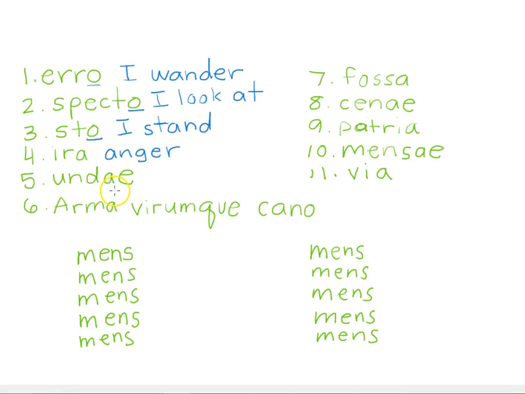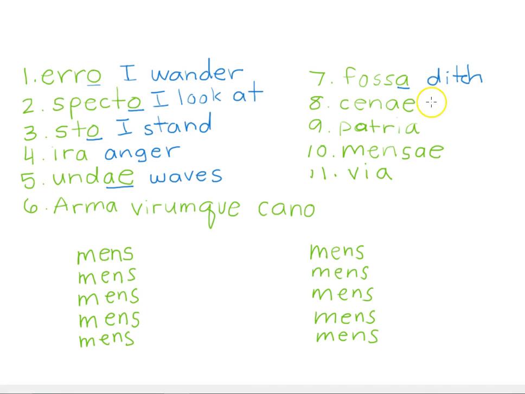Now here we have undae. Unda would be one of them, and undae is more than one, so undae is waves. Now you'll notice there's a lot of forms of undae, not just the plural form, but for right now we can use the plural form. If you figured another form, you can talk to me about it in class. Fossa ends in an A. That is a ditch. Where do we find a fossil? We might find them in a ditch.